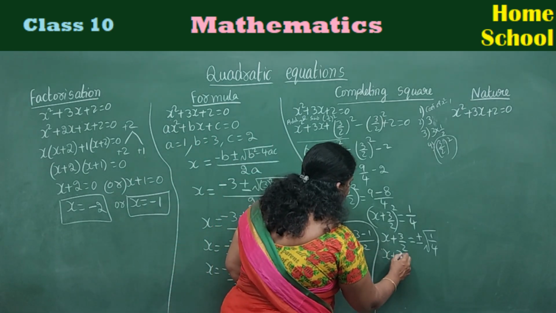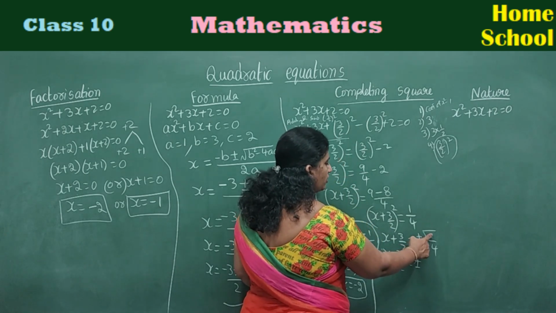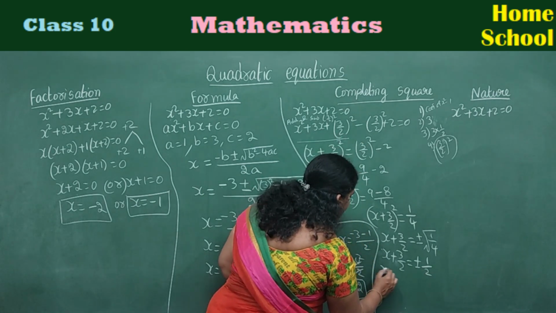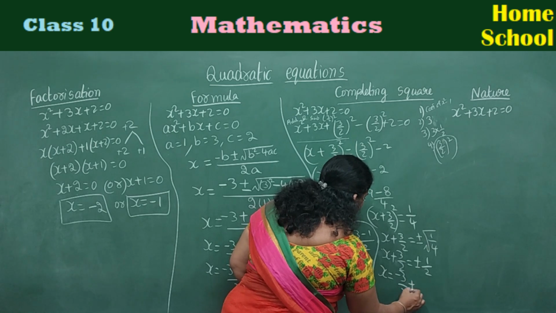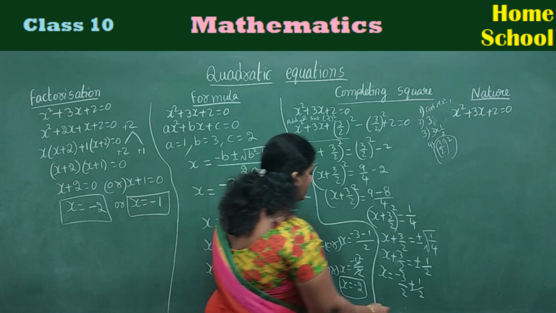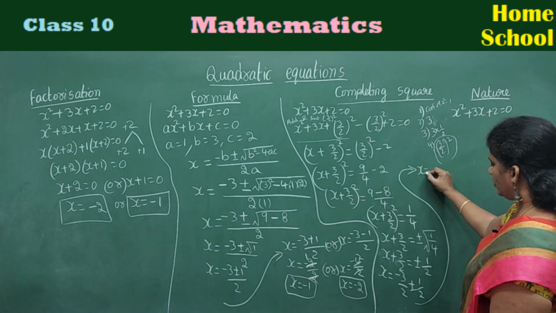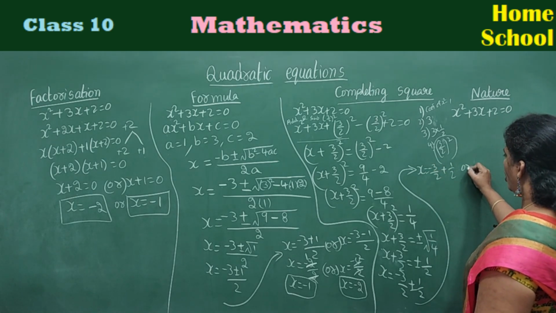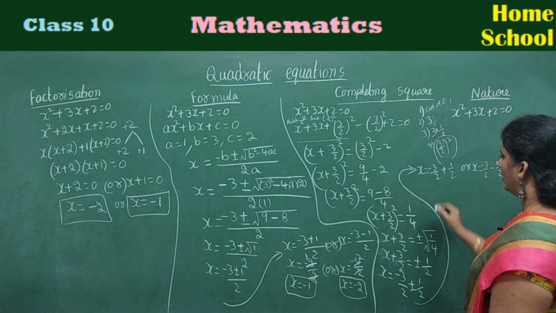Next, x plus 3 by 2 is equal to plus or minus. Remove this root. Root 1 is 1. Root 4 is 2. x is equal to minus 3 by 2 plus or minus 1 by 2. Continue the problem here. x is equal to minus 3 by 2 plus 1 by 2, or x is equal to minus 3 by 2 minus 1 by 2.